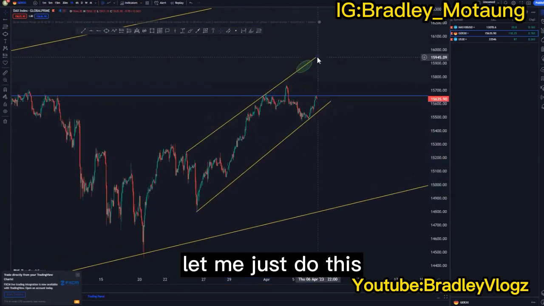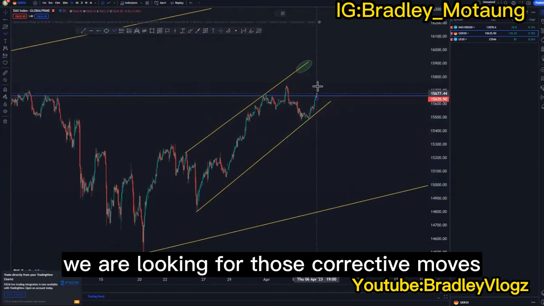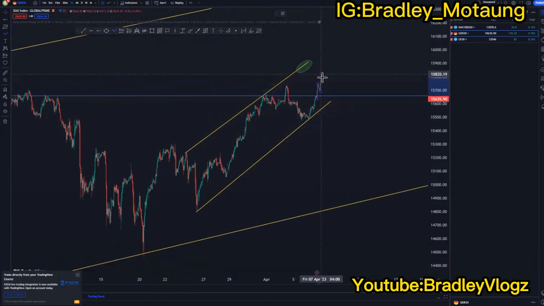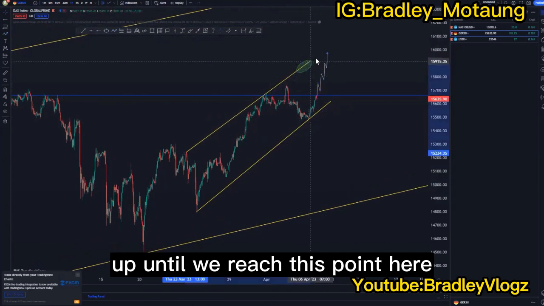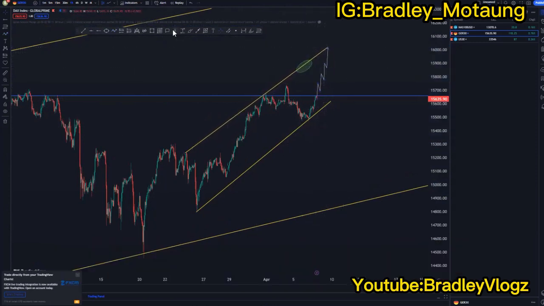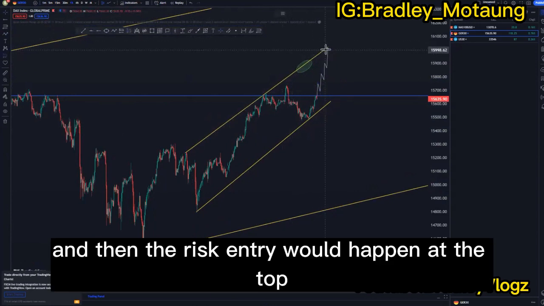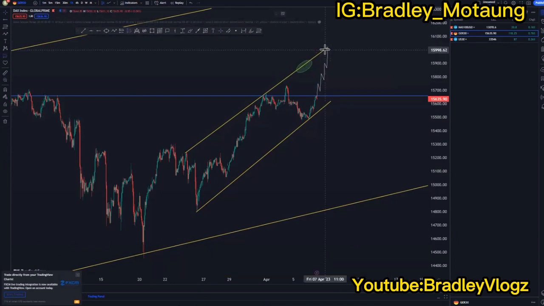Let me just do this. So initially we are looking for those corrective moves, just like this. Let's say we correct to the upside up until we reach this point here. And then let me just drain this out, just like this. And then the risk entry would happen at the top, just like that. Let me just reverse that.